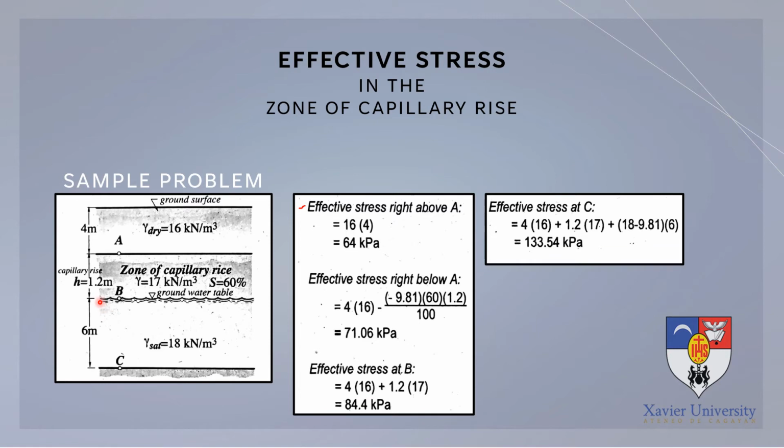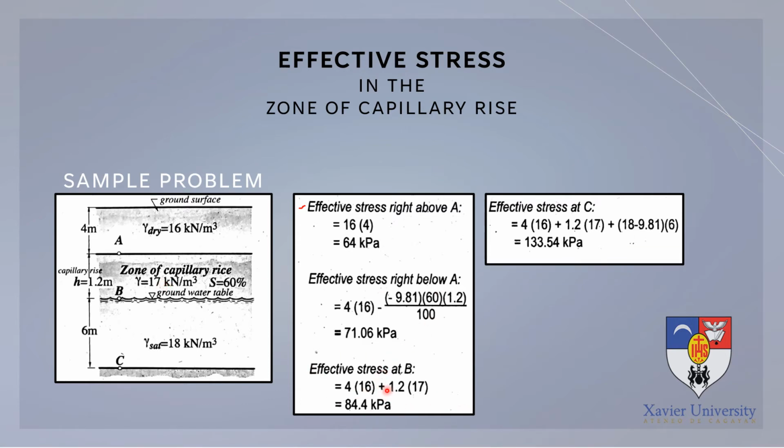So that is equal to the stresses that are caused by everything that lies above our point B. So that is 16 times 4. That is the stress caused by this layer, plus the stress that is caused by this layer, which is equal to H, 1.2 times the unit weight for this layer equal to 17. So that is equal to 84.4 kPa. This is the effective stress at point B.